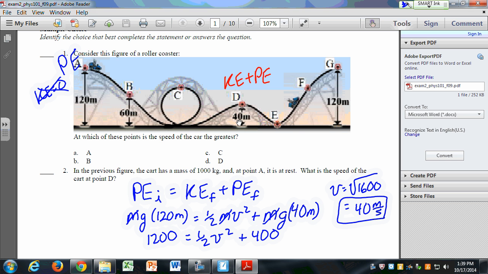Why do you add? Oh, I didn't add it. Okay, I'm sorry. I subtracted 400 from both sides. And then I multiply by 2. So I get 800 over here. And then I multiply by 2. And then I take the square root of both sides. All right? Agree? Right. Because it has no potential energy, so all of its energy has been poured into kinetic energy.